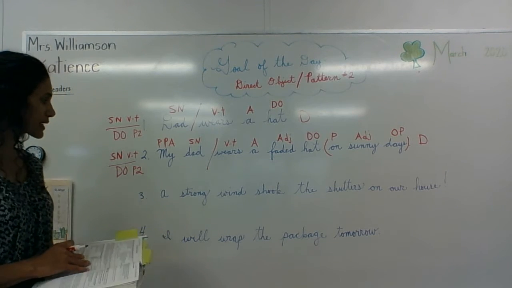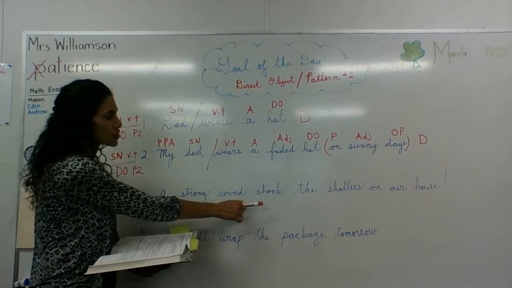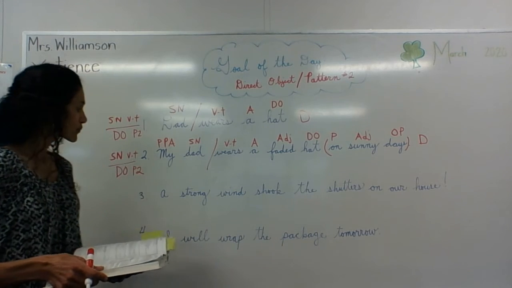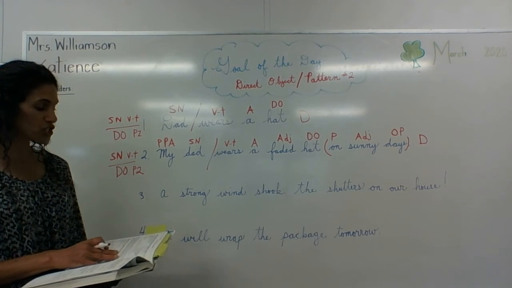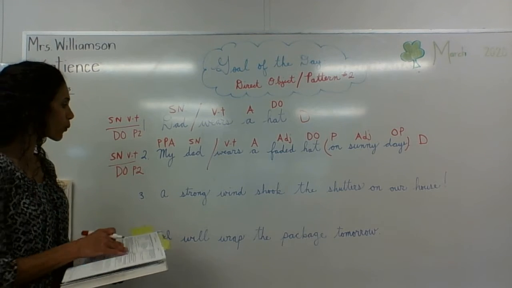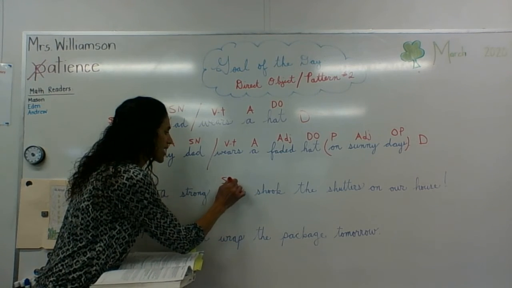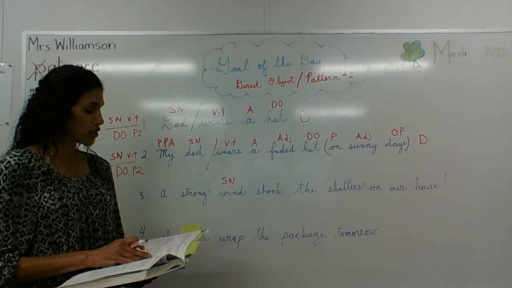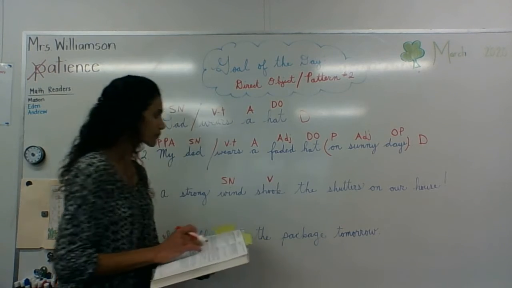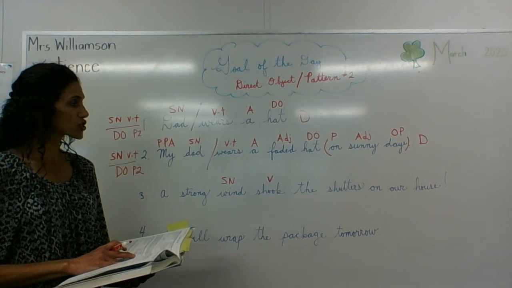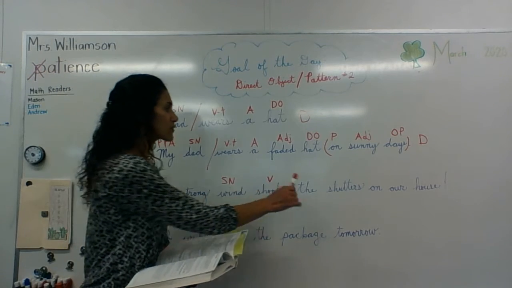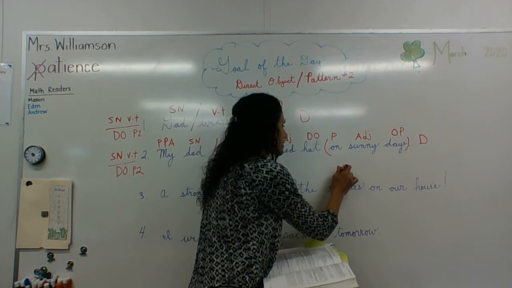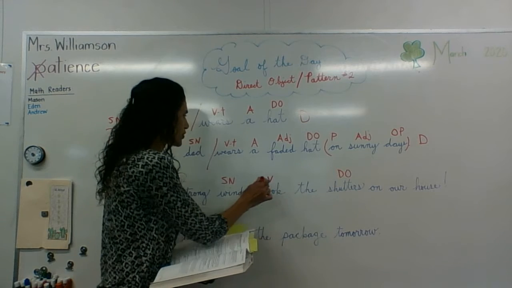Moving on to number 3. A strong wind shook the shutters on our house. What shook the shutters on our house? Wind. Subject, noun. What is being said about the wind? Shook. Verb. What shook? Shutters. Let's verify our noun. Are shutters the same thing as wind? No. Direct object. Go back to the verb.